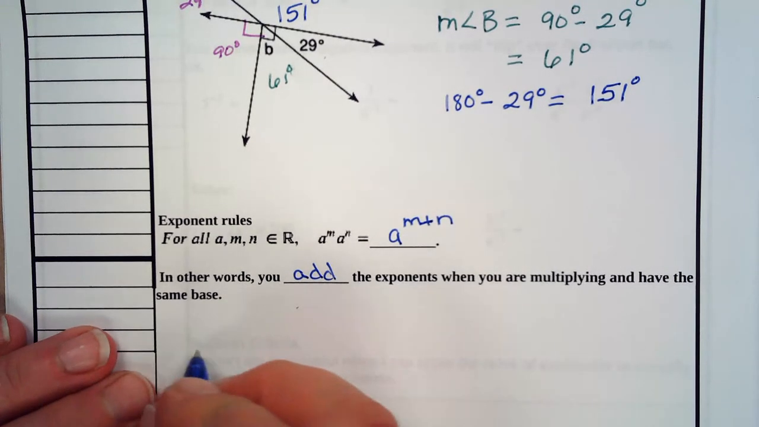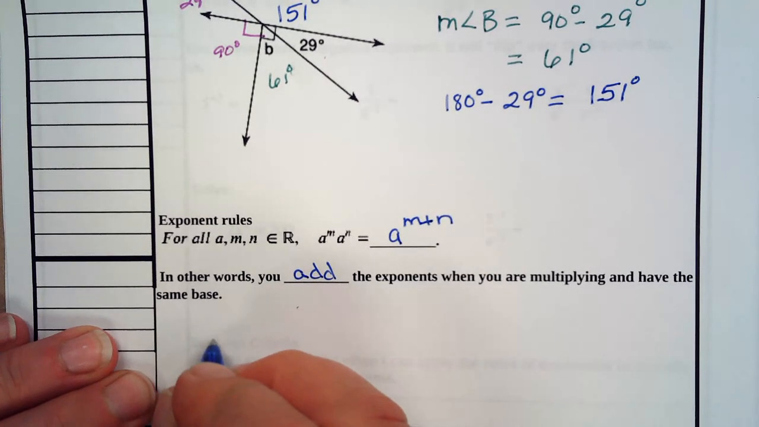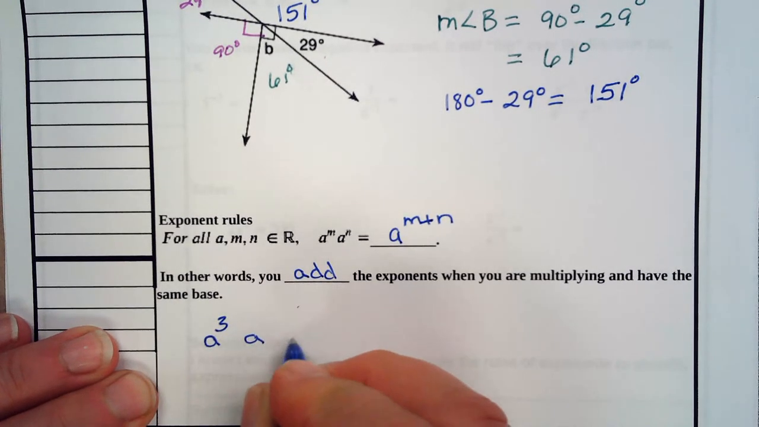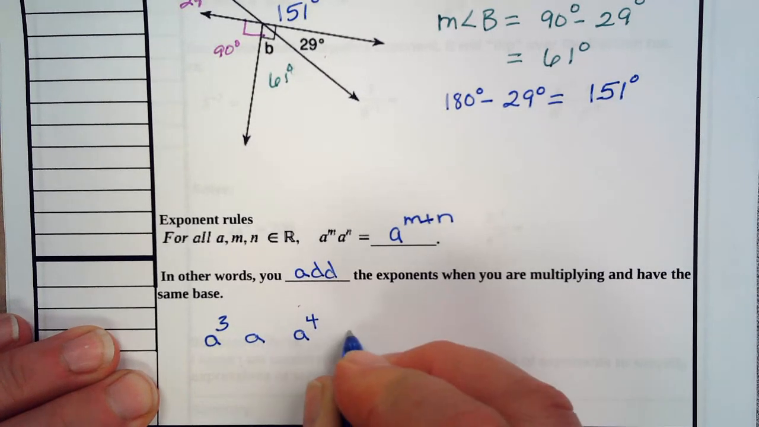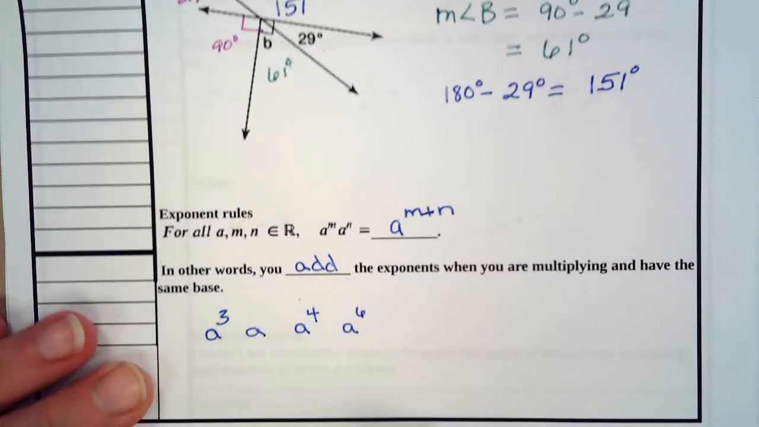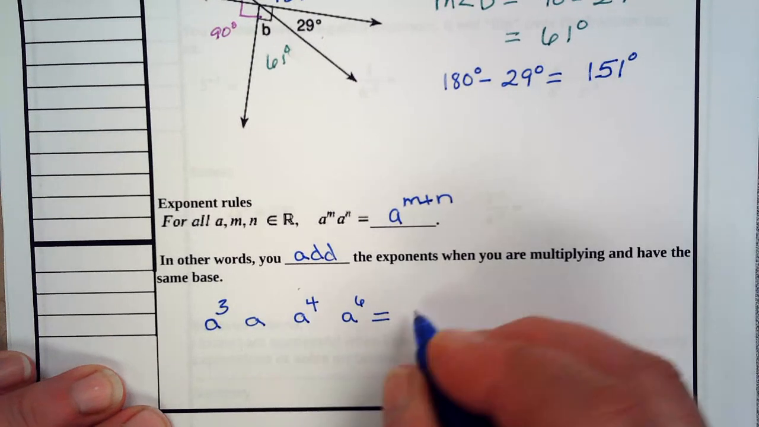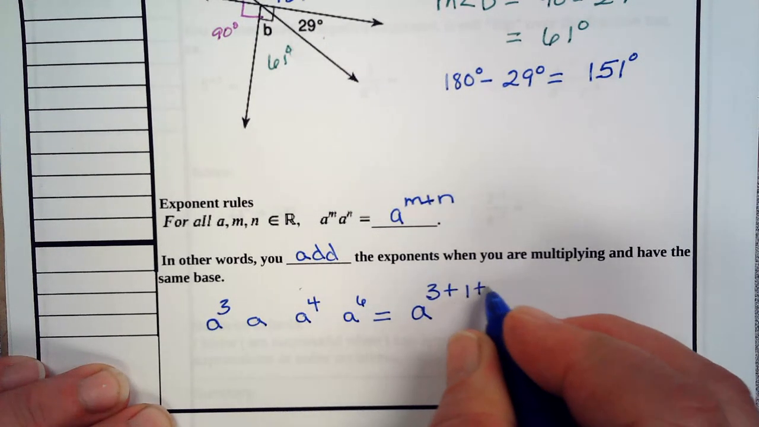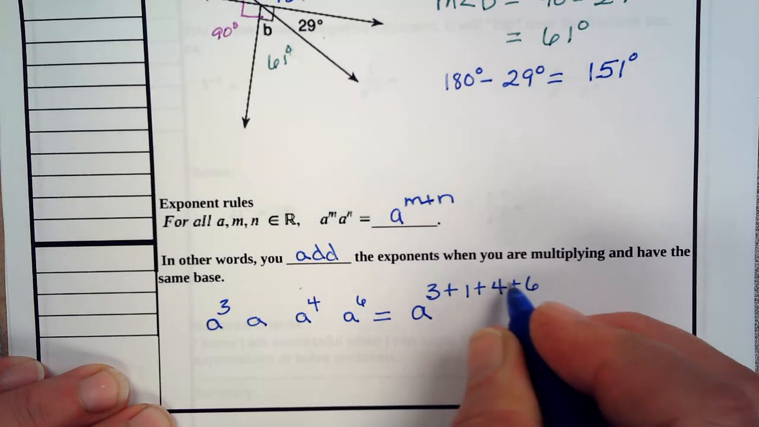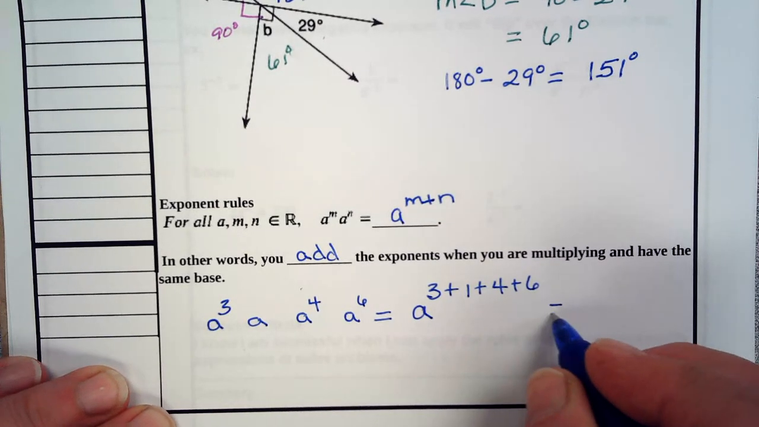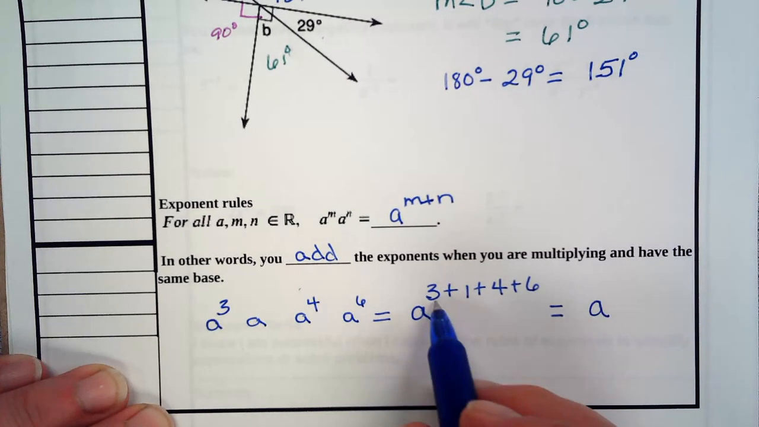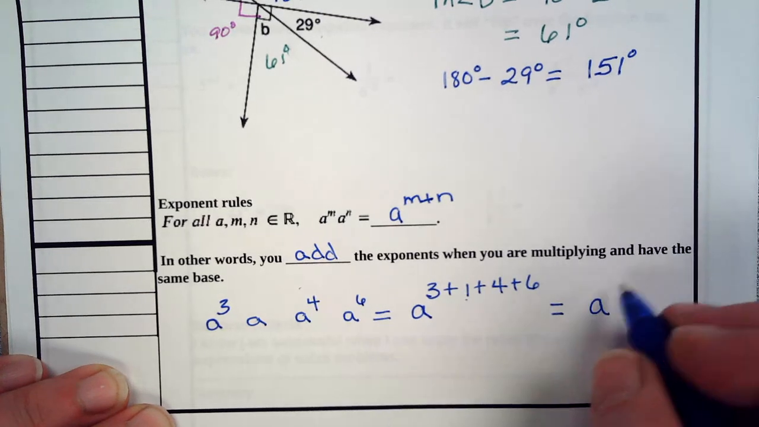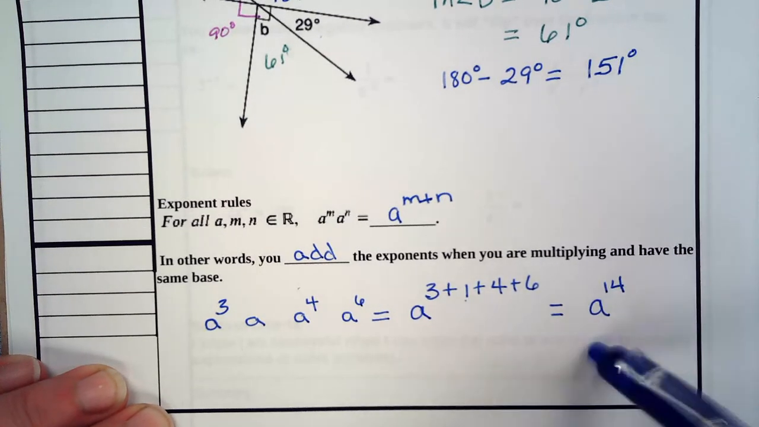So if I have a to the third times a to the first times a to the fourth times a to the sixth, what is that equal to? Well, that will be equal to a to the 3 plus 1 plus 4 plus 6. I add them all together. That will give me a to the, there's 4, this is 10, and 4 is 14. A to the 14th power.